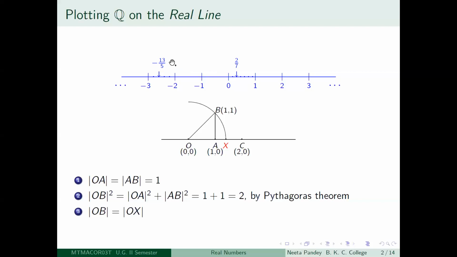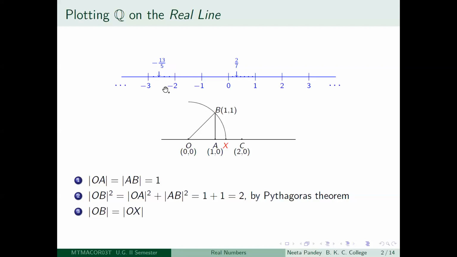Similarly, say for example, the fraction -13 by 5, first you do the long division of 13 by 5. So what will you get? 5 2s are 10. So then you subtract 10 from 13, you'll get 3. So 13 by 5 is 2 3 by 5. That is 2 plus 3 by 5. So minus 13 by 5 will be minus of, in the brackets, 2 plus 3 by 5. So what you will get is a number between -3 and -2.